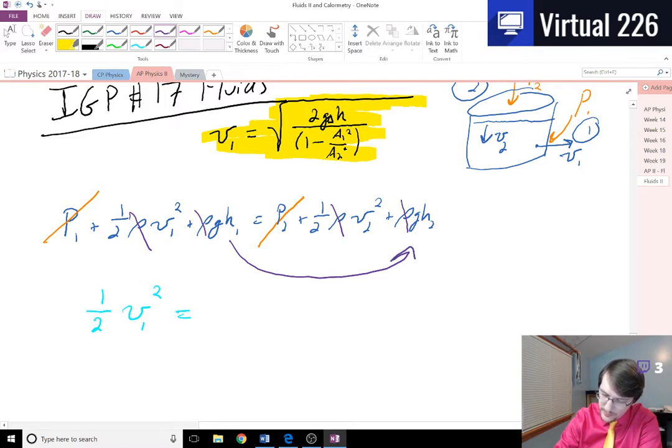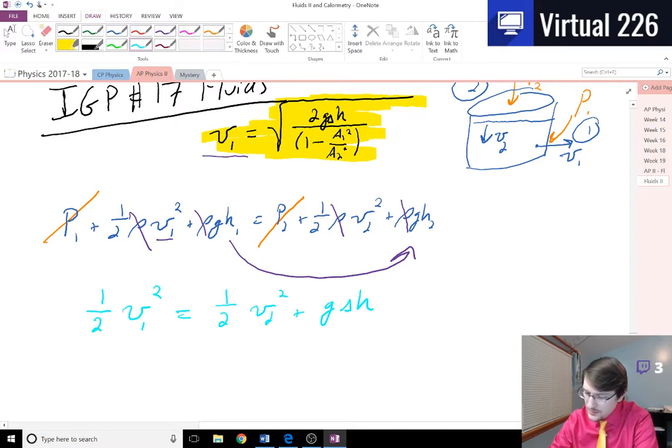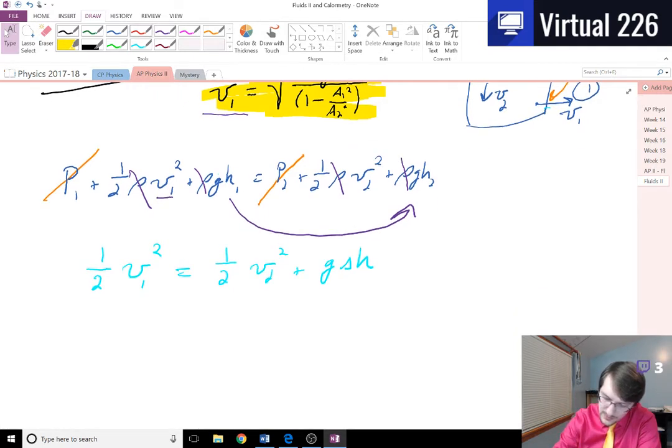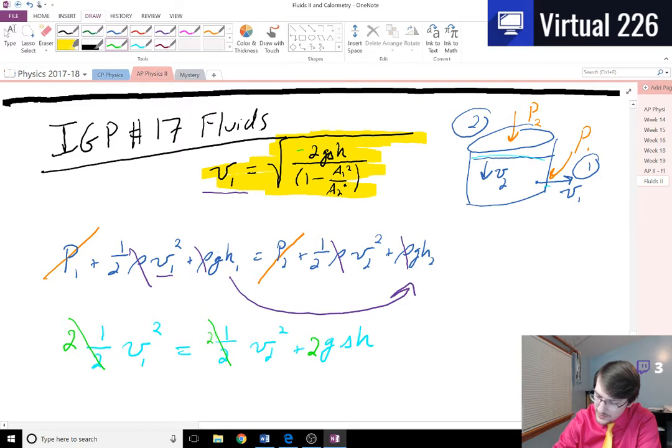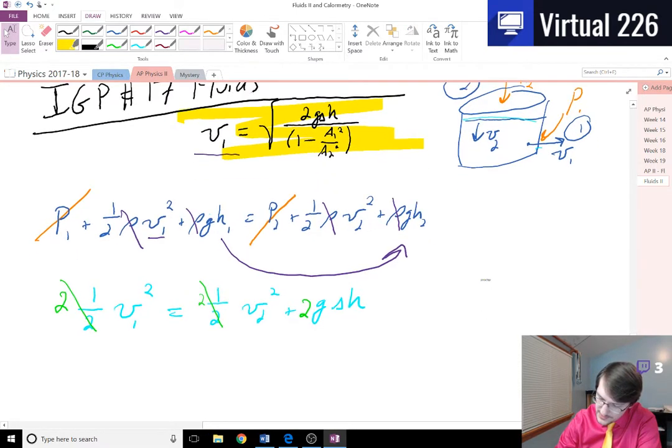We want that over there. We want V1 by itself. So this is going to be 1/2 V2 squared plus G delta H. There we go, because that's 2 minus 1 then. And there we go. Okay. So if we get rid of our half out here, we multiply everything by 2. The 2 does that. There's our 2GH. So we're getting closer to our answer, which is right here. That's what we want.